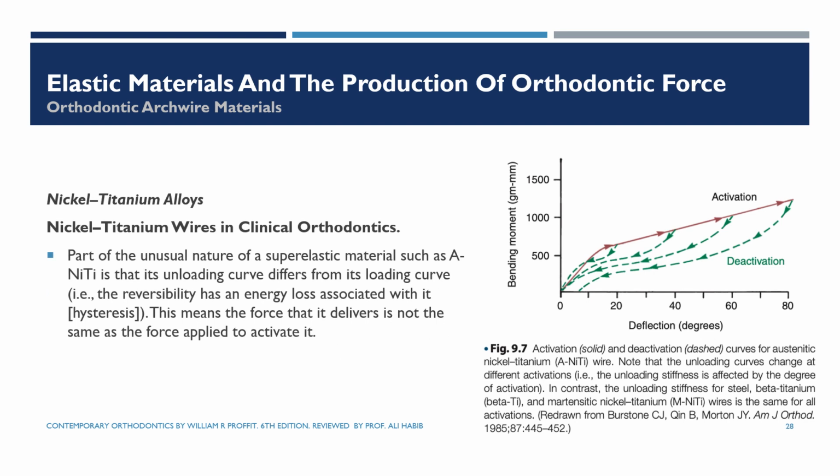An important feature of the A-NiTi wires is the unloading curve. You see the diagram here, this is the bending moment or force-deflection curve. You can see that this is the loading curve and the green one is unloading. So the loading is different from the unloading. This is the amount of force that we need to load the wire onto the brackets, but the green one is the force delivered by the wire on the brackets when it's trying to unload.